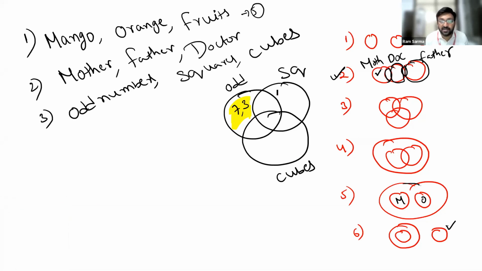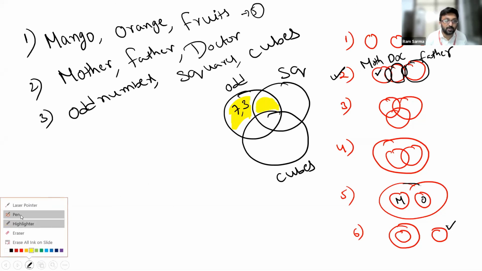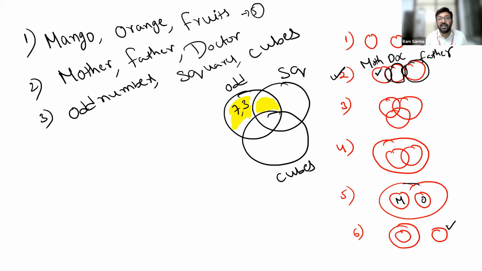Now, can you guys tell me an example here? A number which is an odd number. That particular number should be a square, but it should not be a cube. Robert said 9. Wonderful, Robert. One of your friends said 25. Yes, both are correct. It can be 9, it can be 25. 9 is an odd number, 9 is a square, but 9 is not a cube.